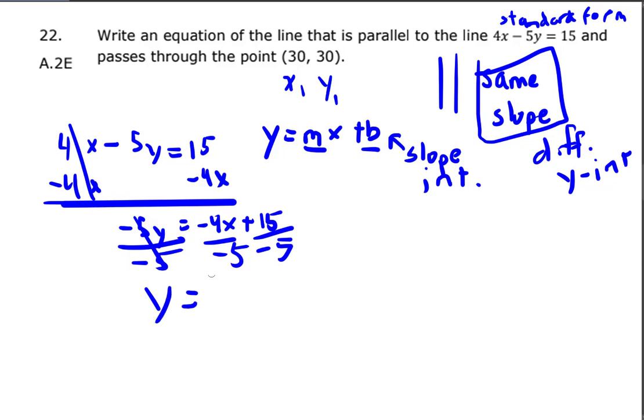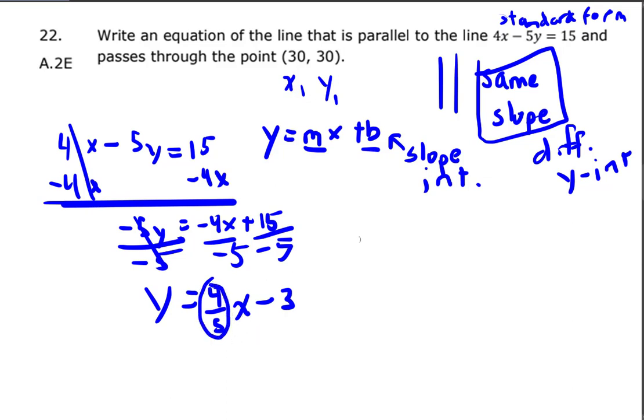So I get y is equal to 4/5 x plus 3. No, I almost made a horrible mistake. Minus 3, because positive divided by negative is a negative. So I get y is equal to 4/5 x minus 3, right? And that right there is my equation of this line in slope-intercept form. But this is the key ingredient that I need.